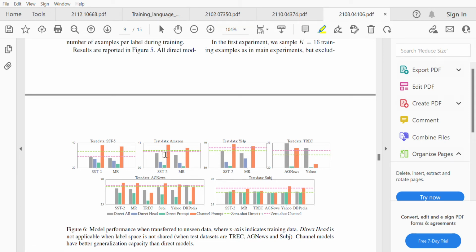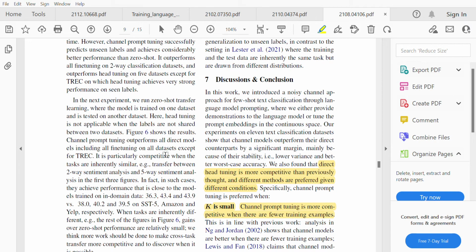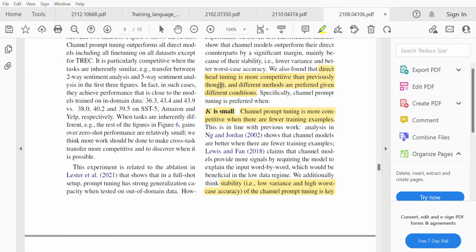home the point that these models that work with Bayes' theorem have a lot of value in terms of generalization abilities, which, having worked a little bit with these kinds of models in the past, makes sense. So, some of the findings. Direct head tuning is oftentimes more competitive than previously thought, and different methods are preferred given different conditions. I think the statement on direct head tuning is valuable because it says, hey, Lester may be simpler and maybe the more intuitive approach, but papers similar to Liang definitely have their value as well, or tuning internal parameters is valuable.